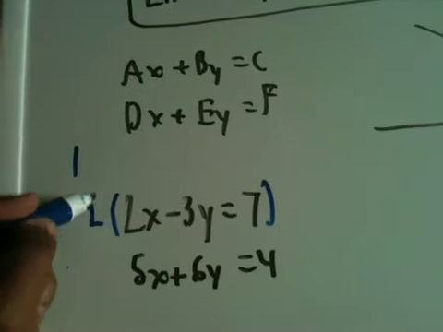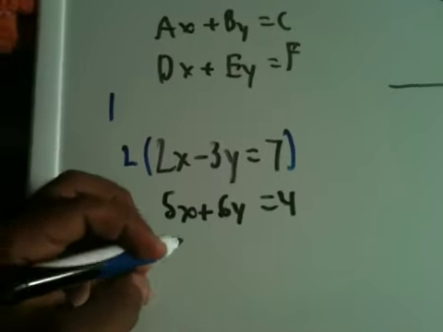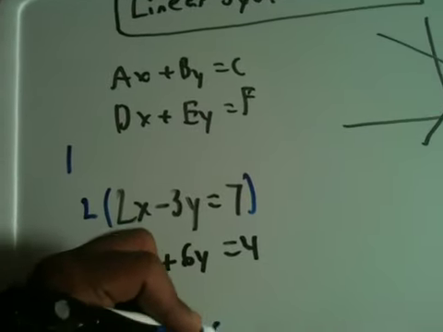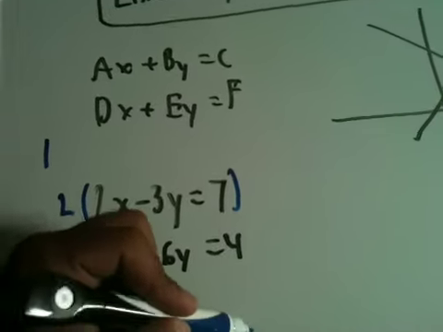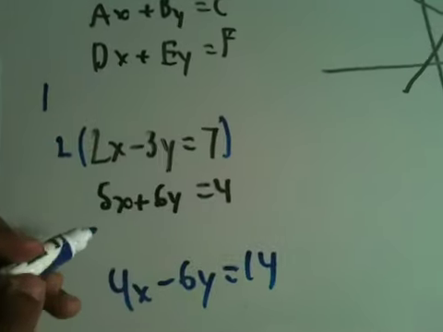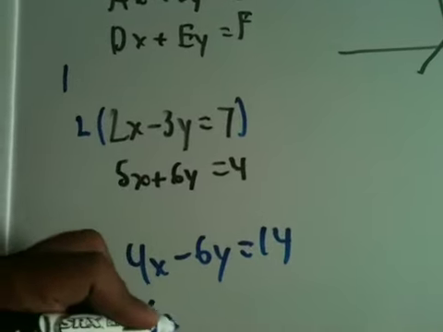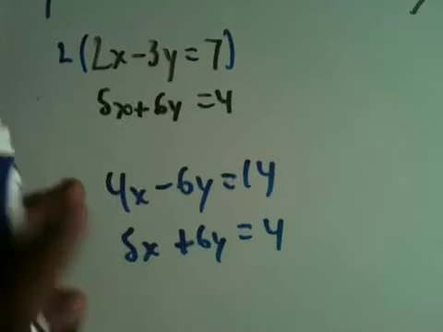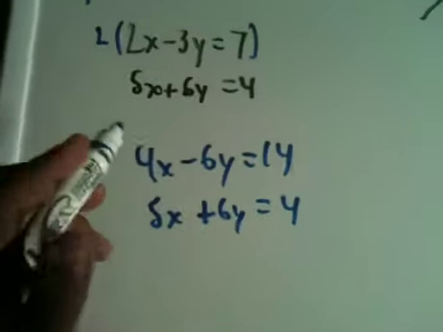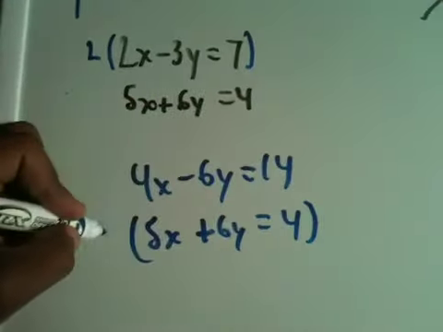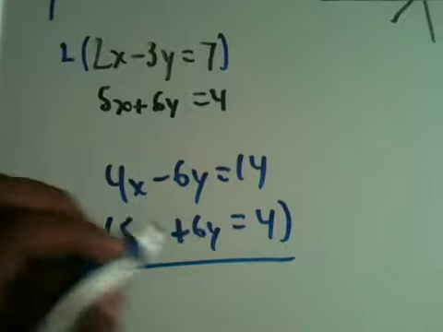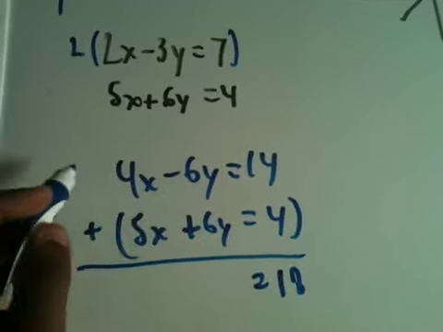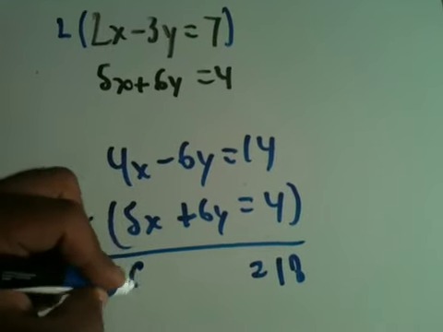So remember to carry this 2 throughout everything. This all turns into, 2 times 2 is 4, 2 times a minus 3 is a minus 6, and 7 times 2 is 14, and then this equation stays the same. And now we can do our elimination. So we add this equation to the first one, and then 14 plus 4 is 18, minus 6 plus 6 is 0, and 4 plus 5 is 9.